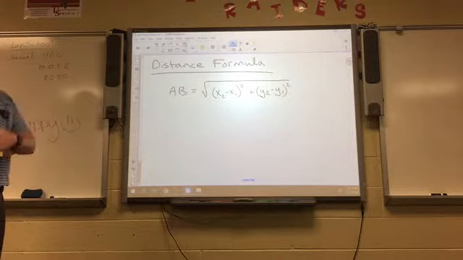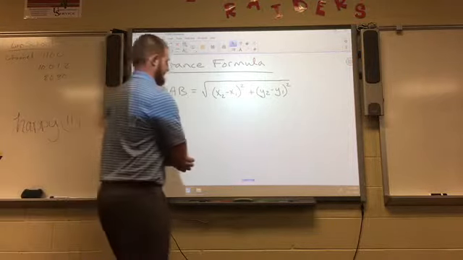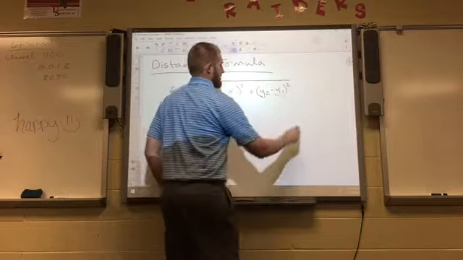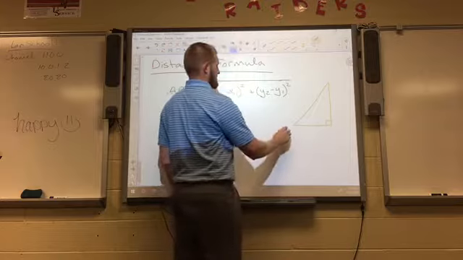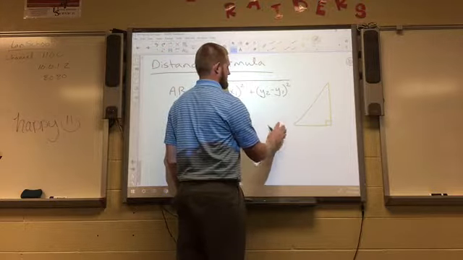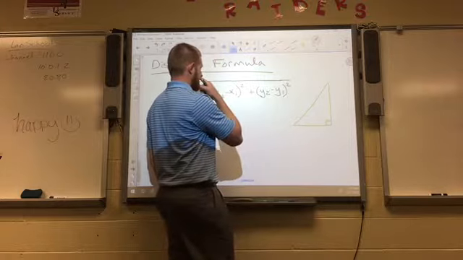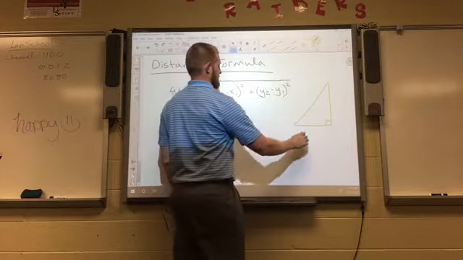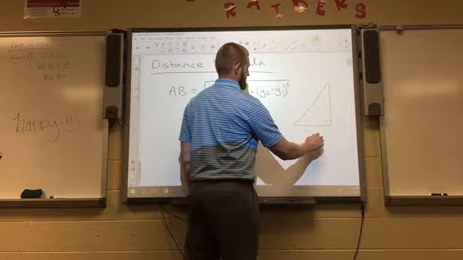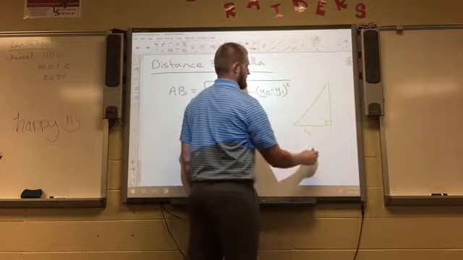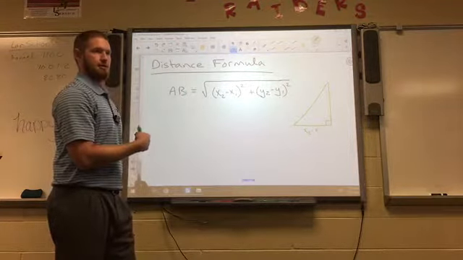Okay. Now the next part I'm going to write down, I don't want you to write down. But let's think about this as a right triangle. Okay, so this is, let's say this is x. This length here is the difference between x2 and x1. It's how far it is across. That would give me a distance, a length, right?